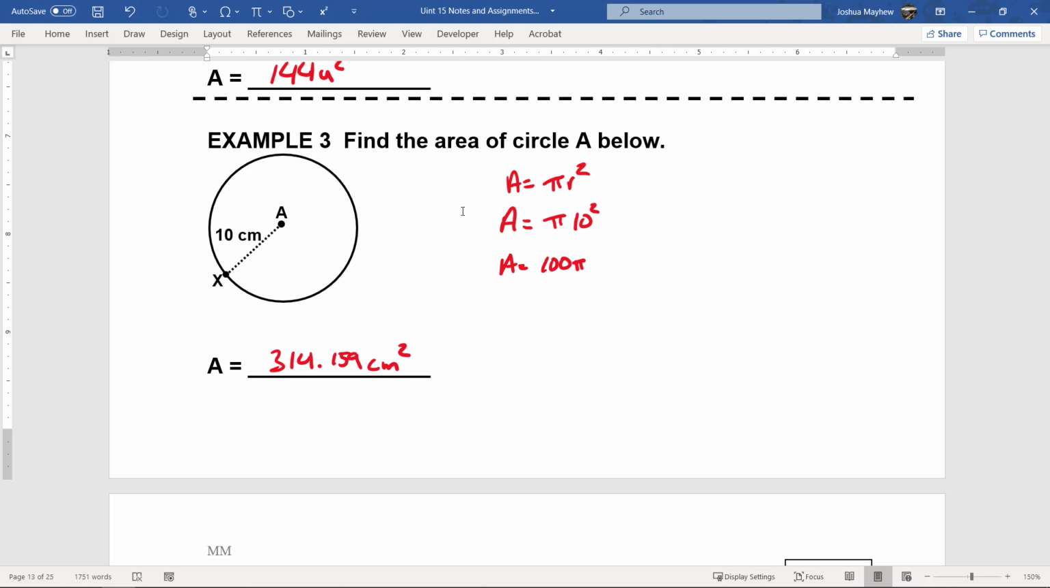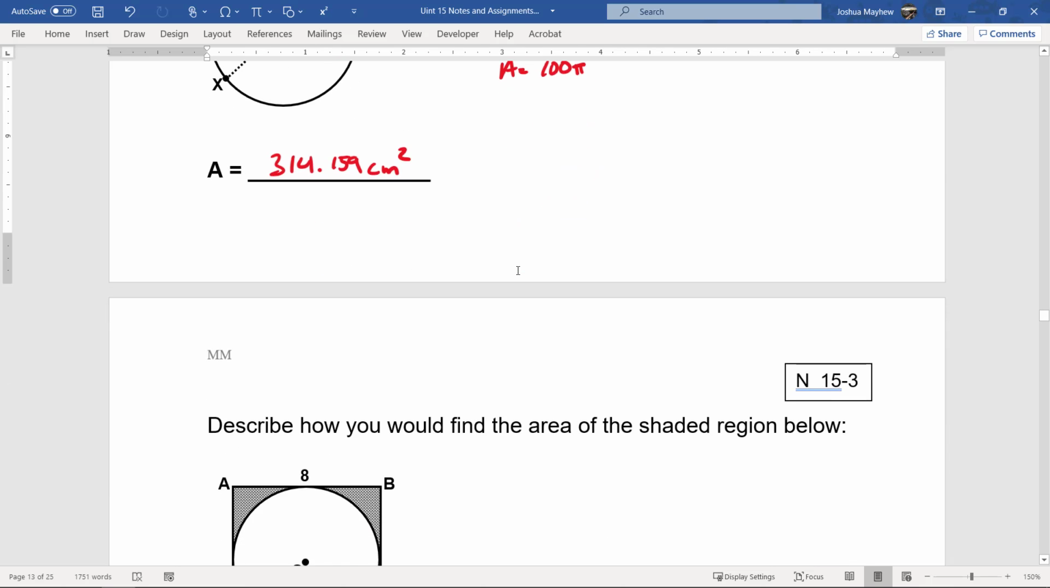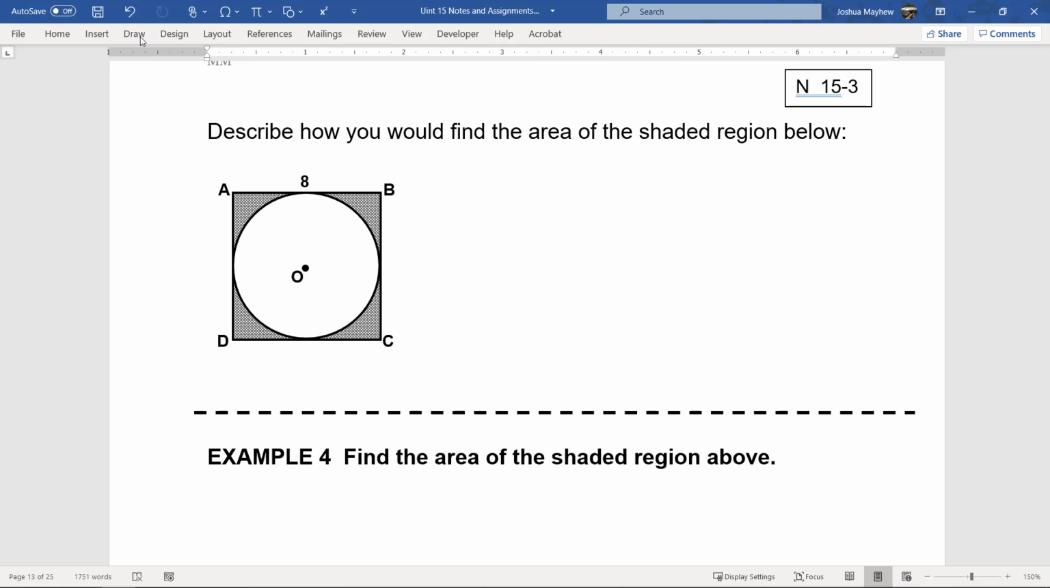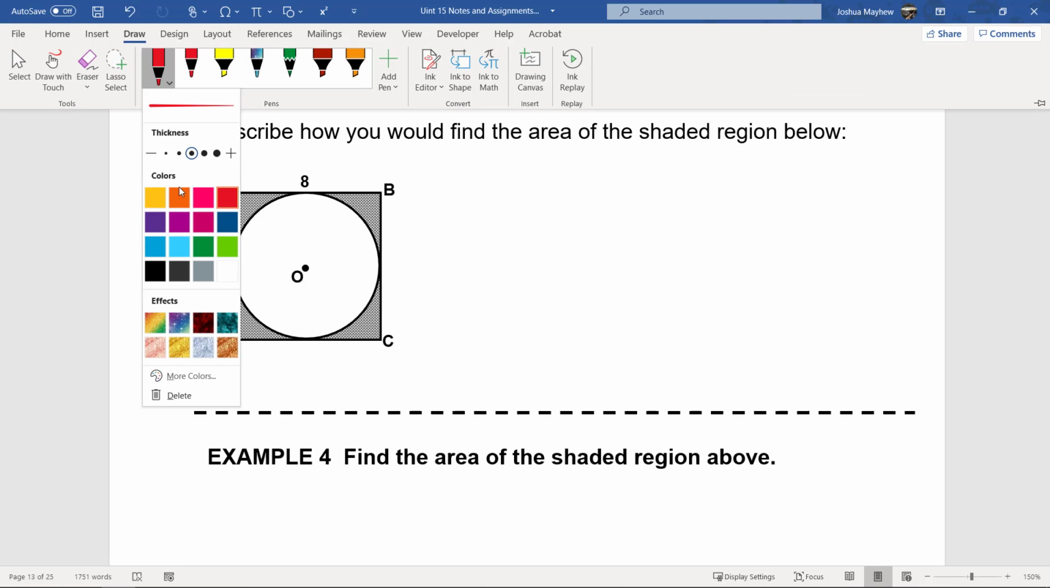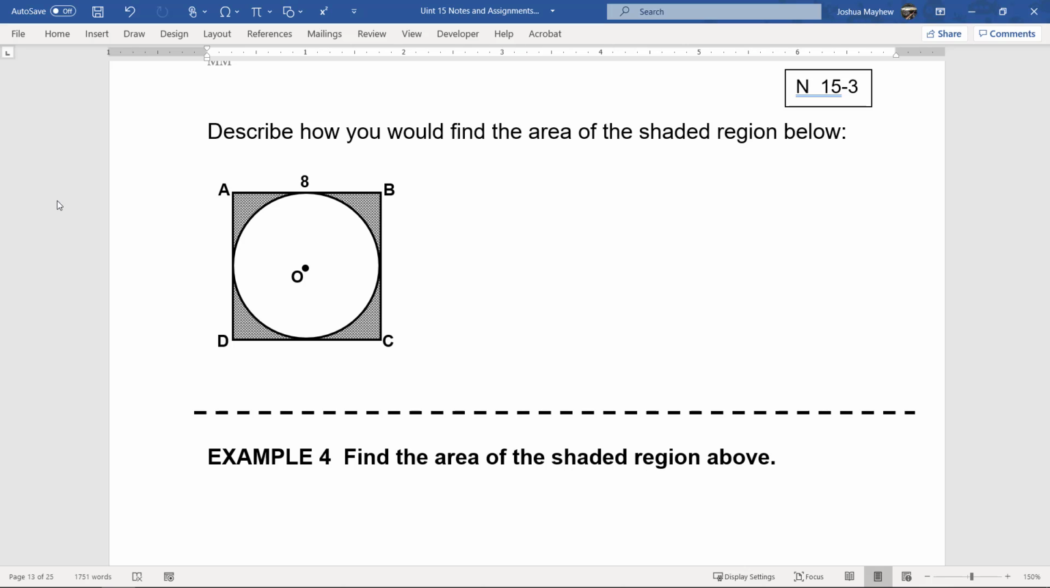All right, let's go to the next page. So we're going to talk about how to find the area of a shaded region, so a part of a figure. The first part says describe how you would find the area of the shaded region below. So we've got to recognize what figures make up this figure before we can find the shaded region.